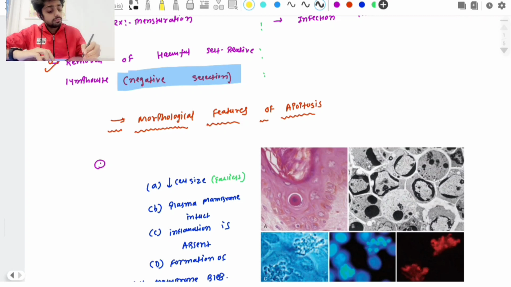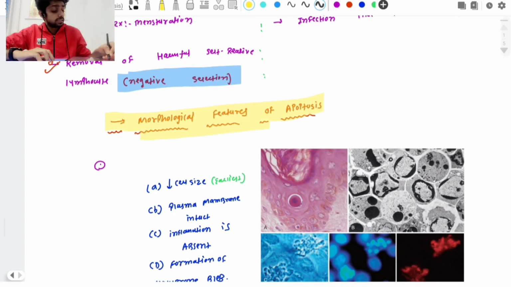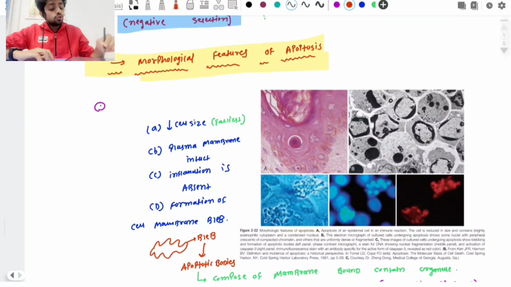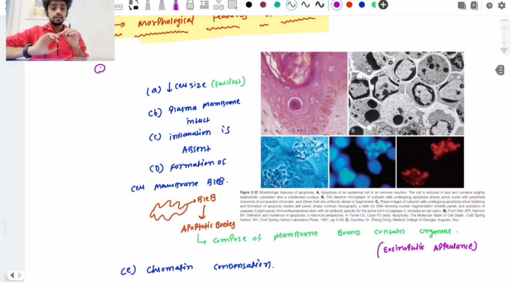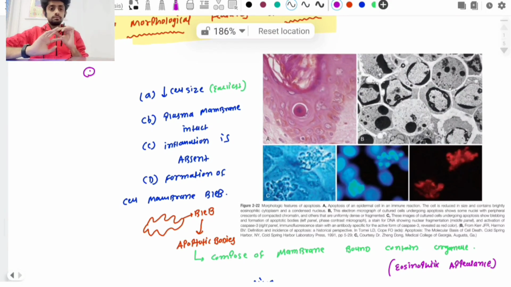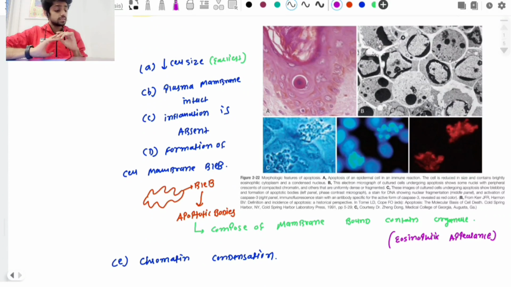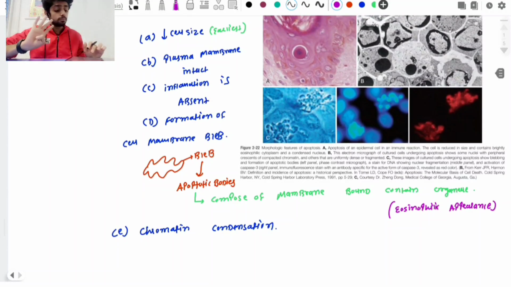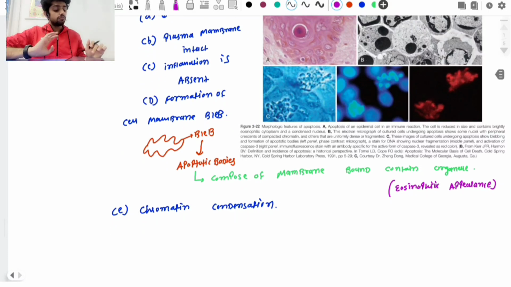What are the morphological features of apoptosis? There are 5 key features of apoptosis. First, you need to remember these 5 key features. Number 1, decrease in cell size. This is the earliest feature. I will show you in the image, but now just listen and try to remember. Second, the plasma membrane is intact. Third, inflammation is absent. Fourth, formation of cell membrane blebs. And fifth, chromatin condensation.